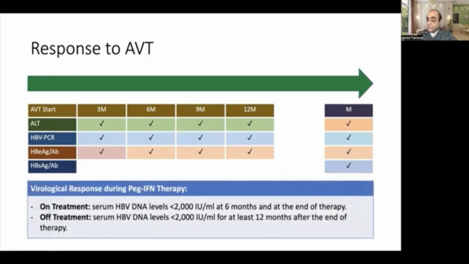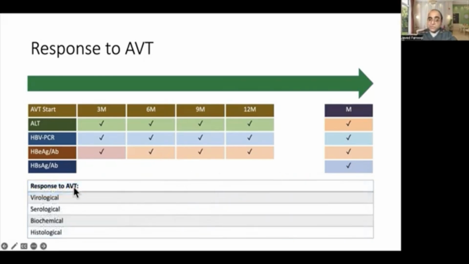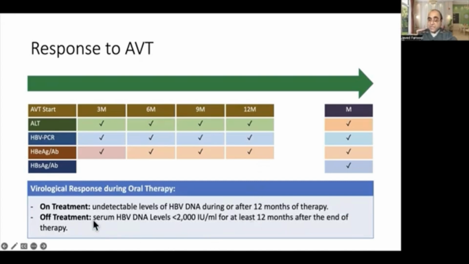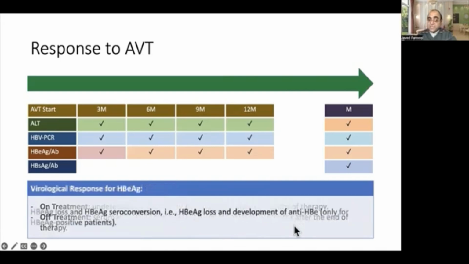So for the response to antiviral treatment, of course, you check for the virological response, serological response, biochemical response, and histological response. On treatment, this we discussed for pegylated interferon, the DNA level is less than 2000 at 6 months of end of the treatment. This is called on-treatment response, and off-treatment response is less than 2000 for at least 12 months after the end of the therapy. For the oral drugs, undetectable PCR levels after 12 months, and less than 2000 at least 12 months after the end of the therapy will be off-treatment response.